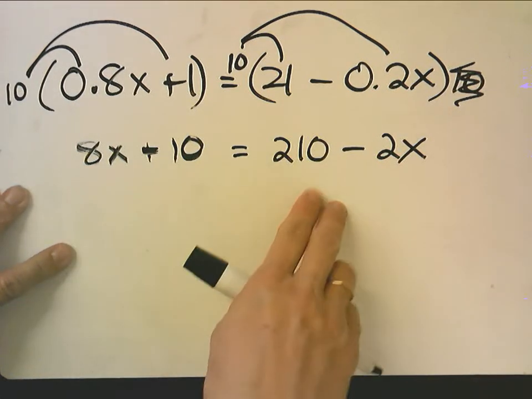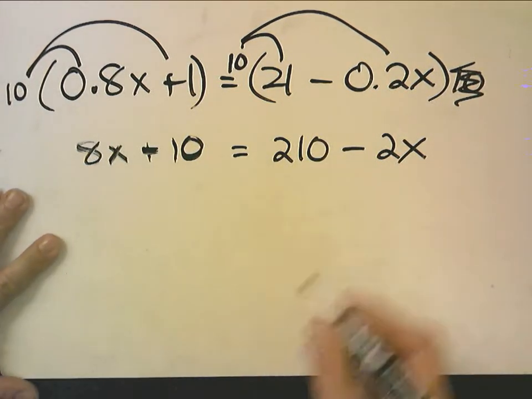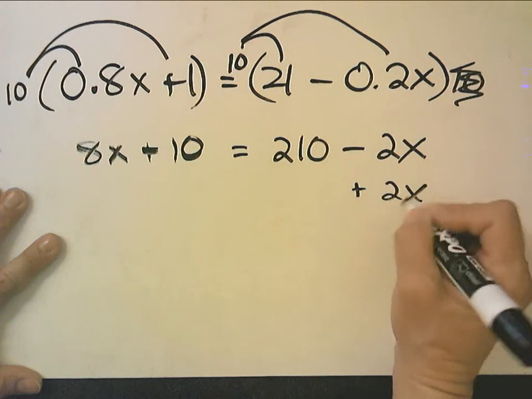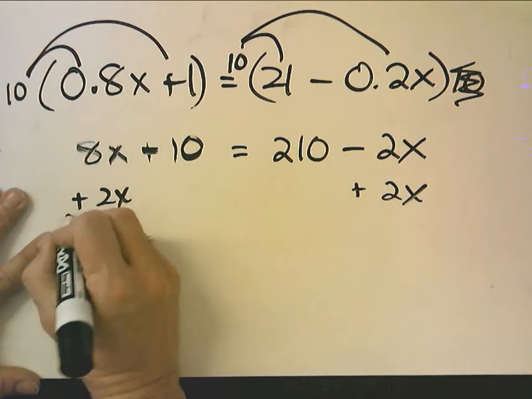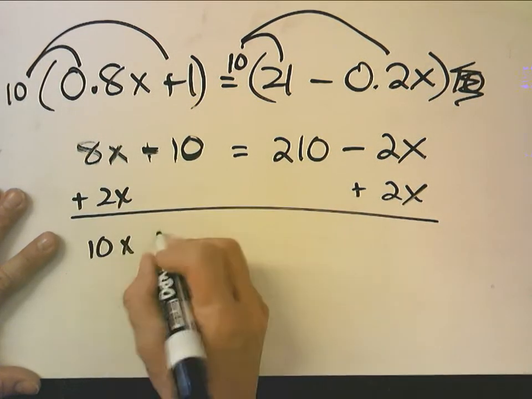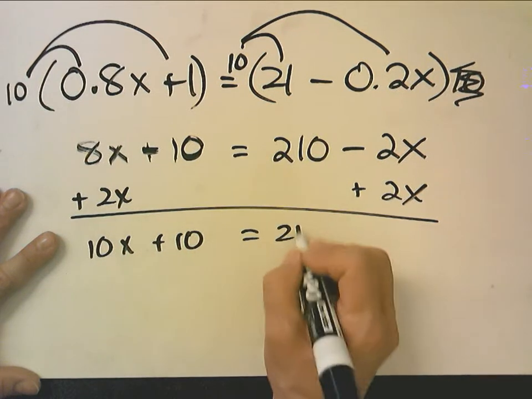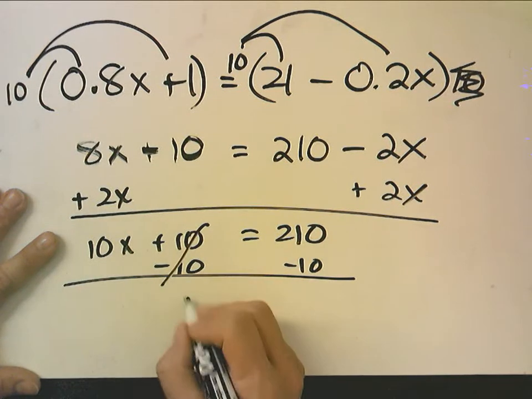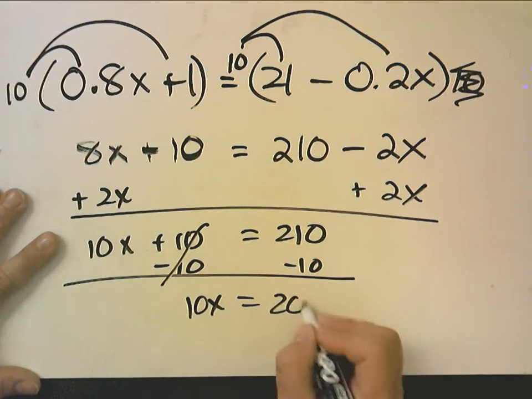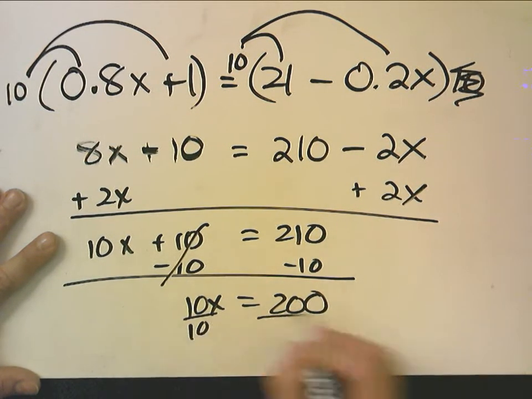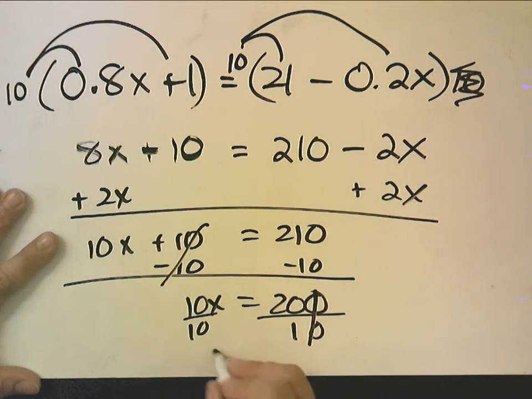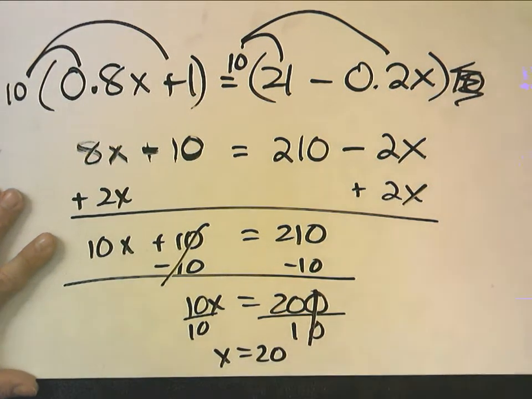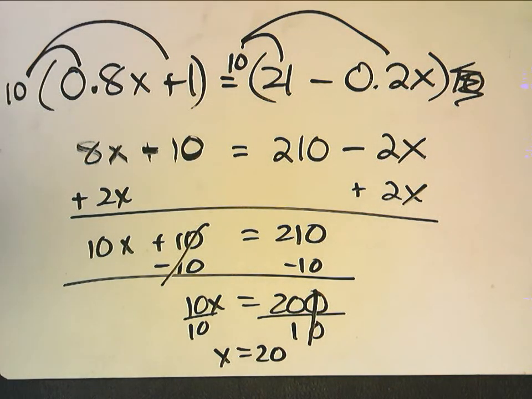So I did get rid of my decimals, but now I have big numbers. But that's okay. I'll deal with the big numbers. I'm going to add 2x to both sides. 10x plus 10 equals 210. Subtract 10. 10x equals 200. Divide by 10. X equals 20.